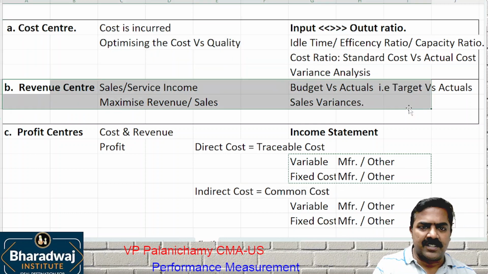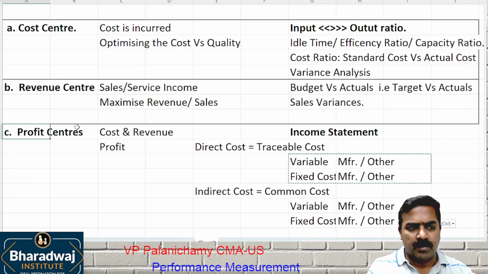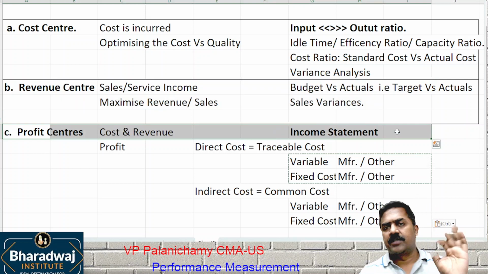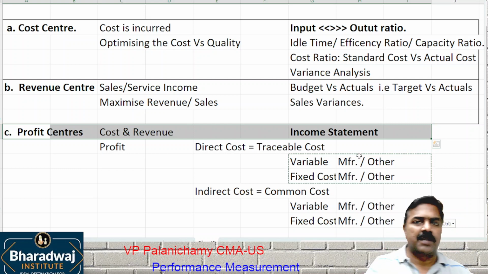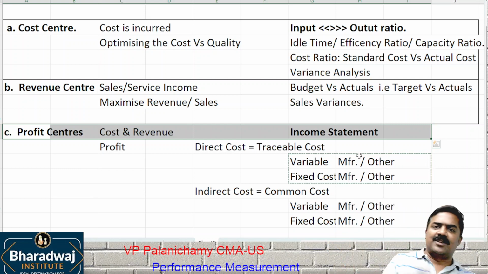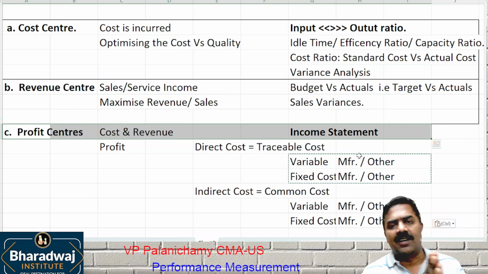Revenue center it is easy to work out based on budgets and variances. But profit centers, preparing an income statement is a tough task. Consolidated income statement you can work out. Total revenue, total variable cost, total fixed cost you can work out. But segment wise, working out the cost is a tough task.